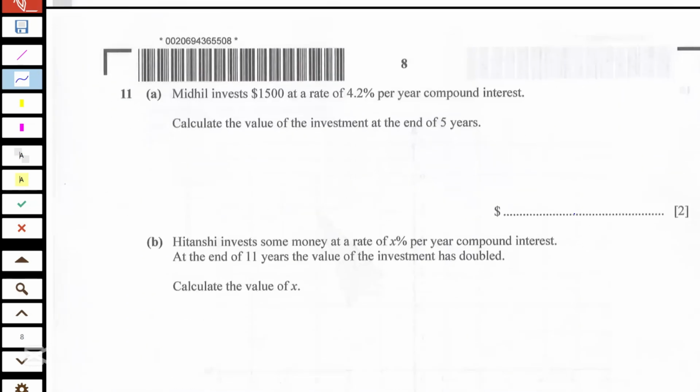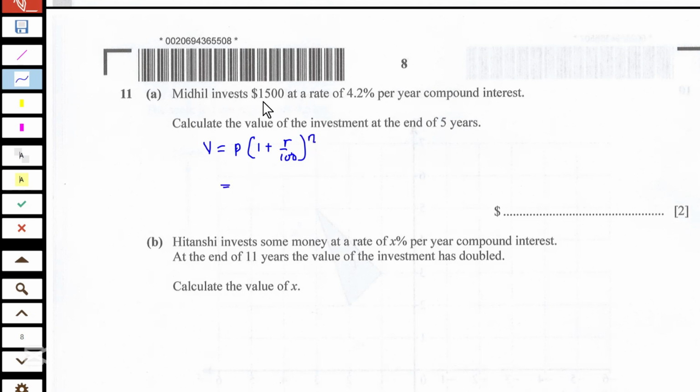Question 11. 11A: Mid-Hill invests $1,500 at the rate of 4.2% per year compound interest. Calculate the value of the investment at the end of 5 years. To calculate this, we can apply the formula: value of investment equals the principal times 1 plus the rate, all in brackets, to the power of n, which is the number of years.